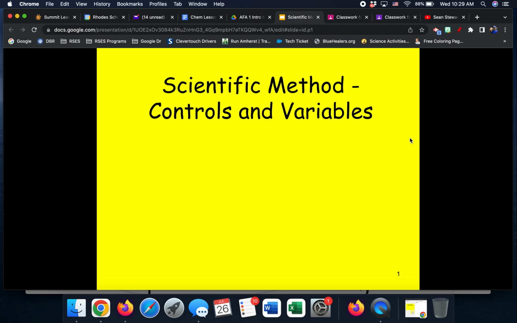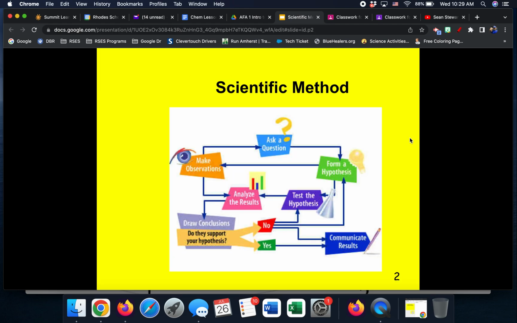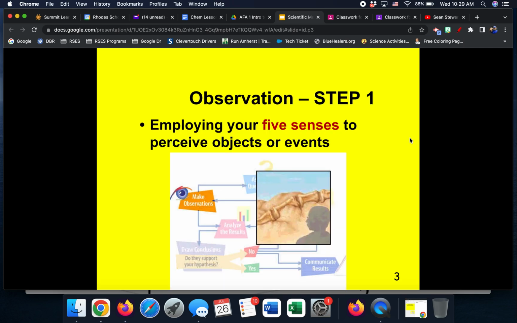Controls and variables slideshow with you. We're going to start with the scientific method, which hopefully is mostly review for us. First step is going to be observation.